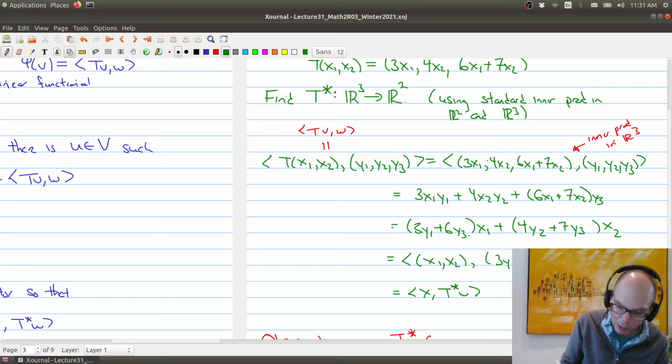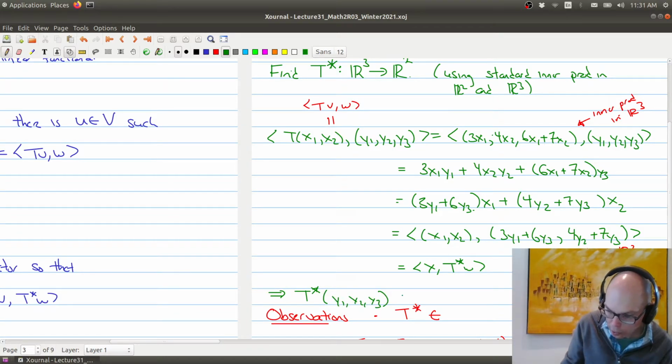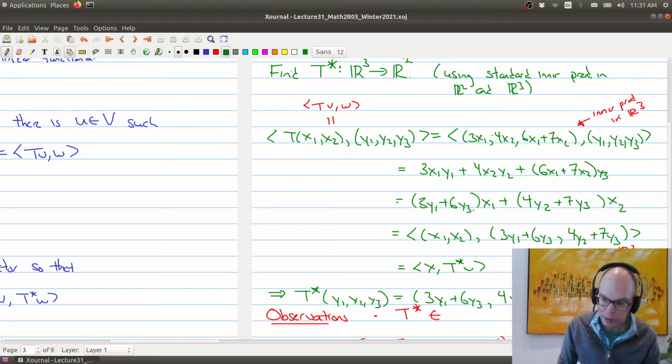One way to summarize what we have is that this implies that T star takes the triple (y1, y2, y3) and sends it to the pair (3y1 + 6y3, 4y2 + 7y3). So that's how I take a triple of elements and send it to something in R2.